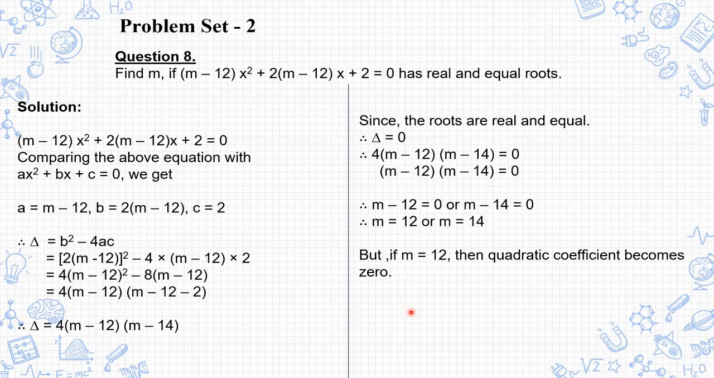But if you note one thing, if m is 12, so in this quadratic equation, if you substitute m as 12, here you will get 12 minus 12, which is 0. And we know one thing in the quadratic equation, that the coefficient of the square term should never be 0. And if you put 12 here, the coefficient of the square term becomes 0. So we can discard m is equal to 12. So m is not equal to 12, and m will be equal to 14. So the value of m in this quadratic equation is 14.